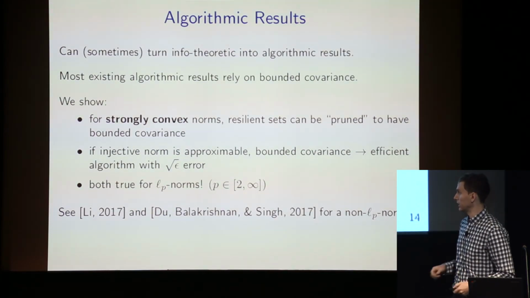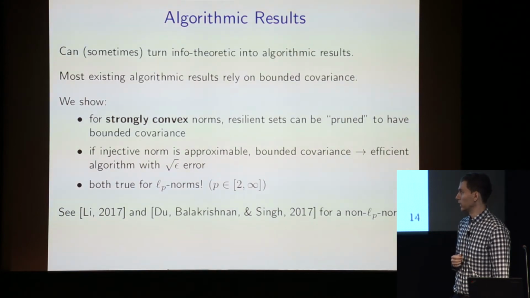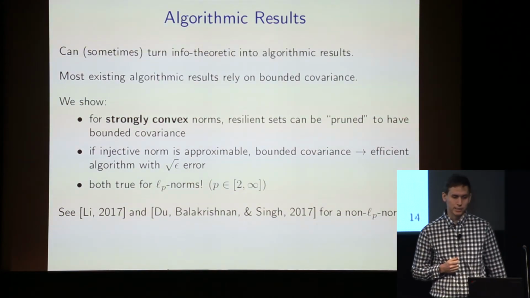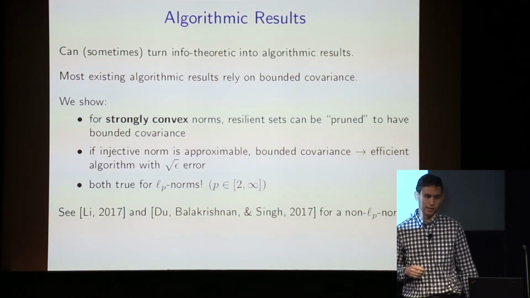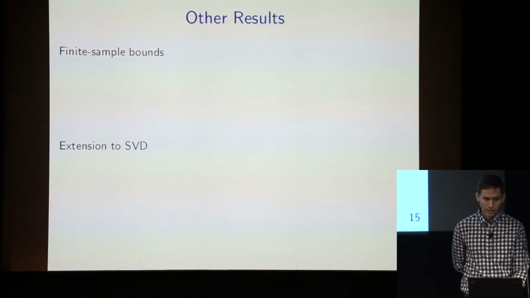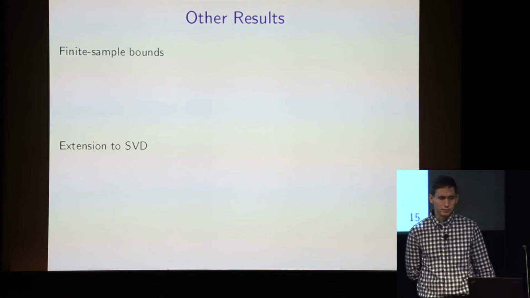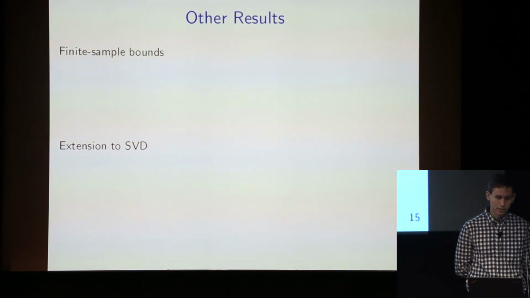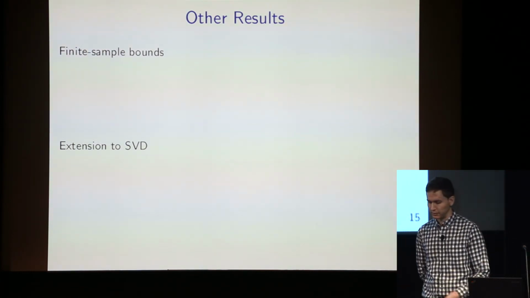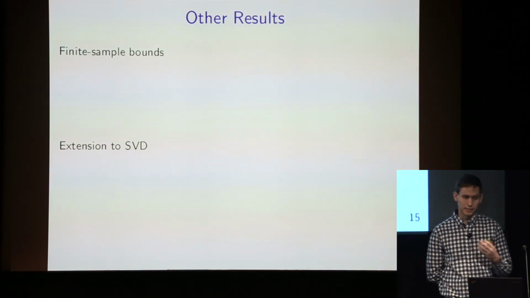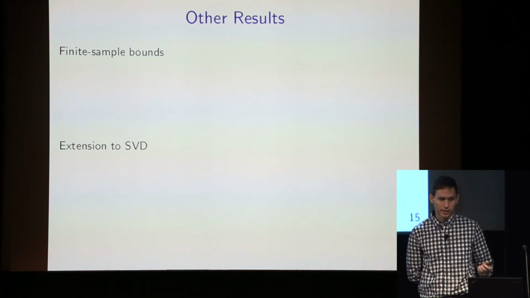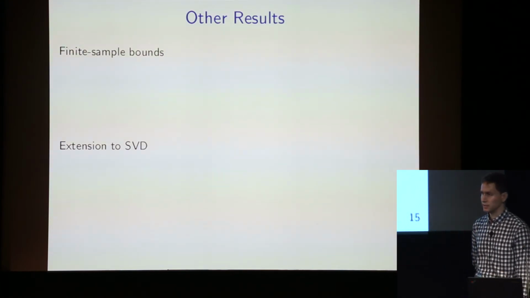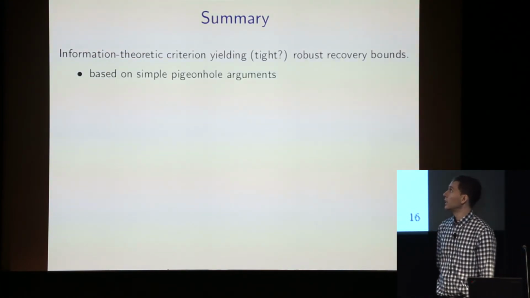It's possible to also make things happen in non-LP norms. For other work that does that, there's work at COLT by Lee and by Du, Balakrishnan, and Singh that does this for a sparsity-inducing norm that is not an LP norm. Other stuff in the paper: we have finite sample bounds where if a distribution is resilient, you can show that with high probability samples from it will also be resilient, and we have extensions from mean estimation to singular value decomposition.